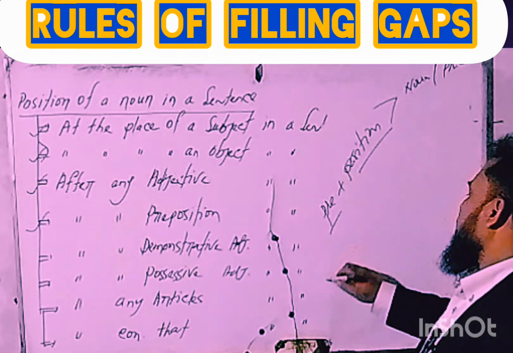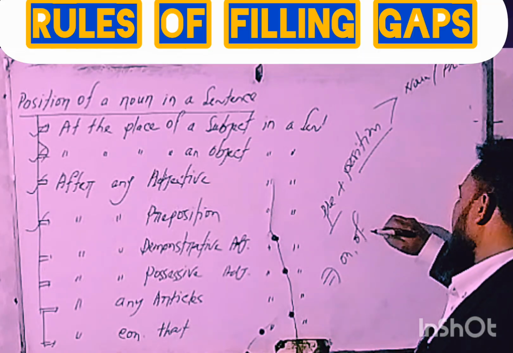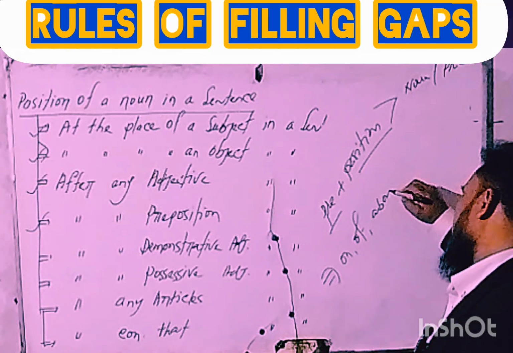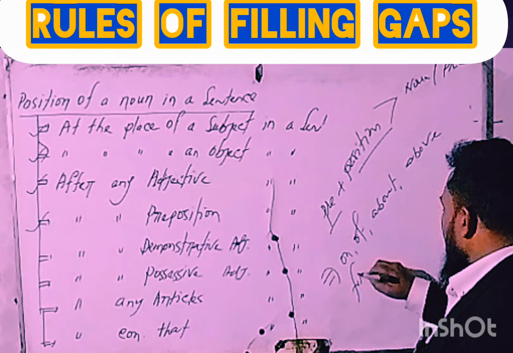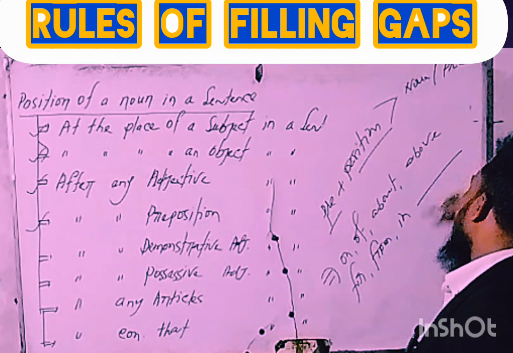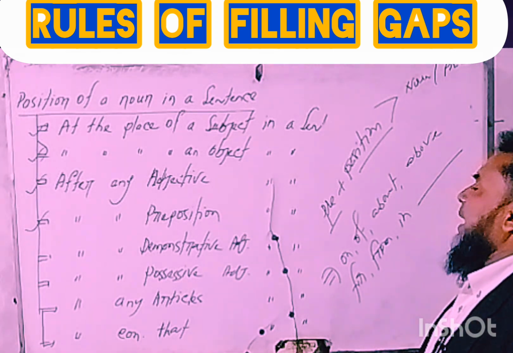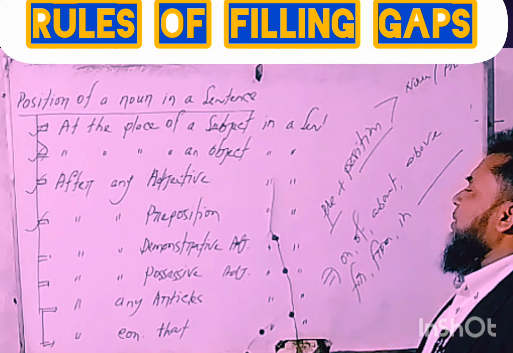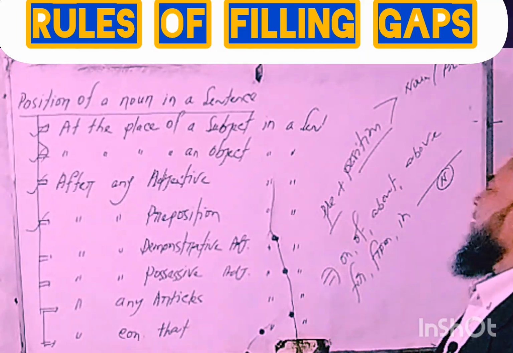And what kinds of prepositions can we say in a sentence? On, of, about, above, for, from, in, etc. And in this case, I want to suggest to you that if any word is used after a preposition, that word must be a noun.